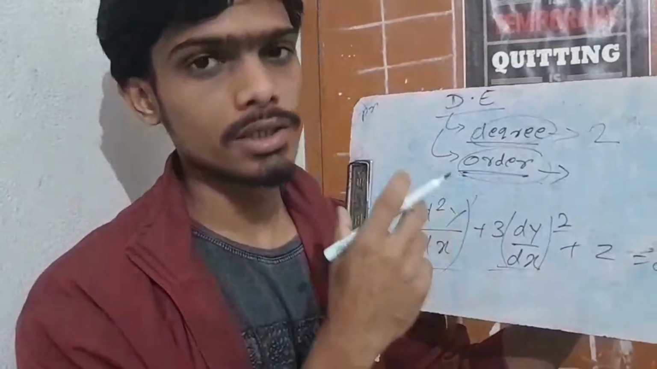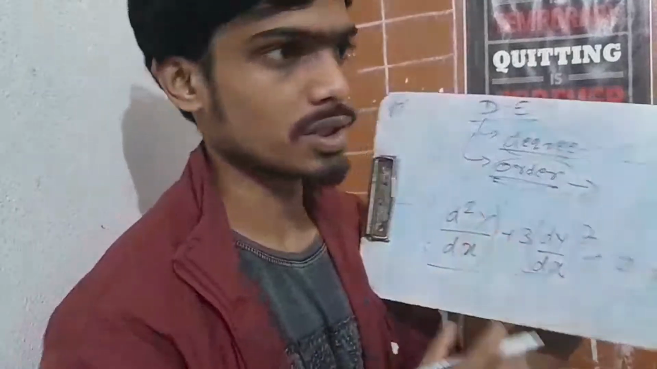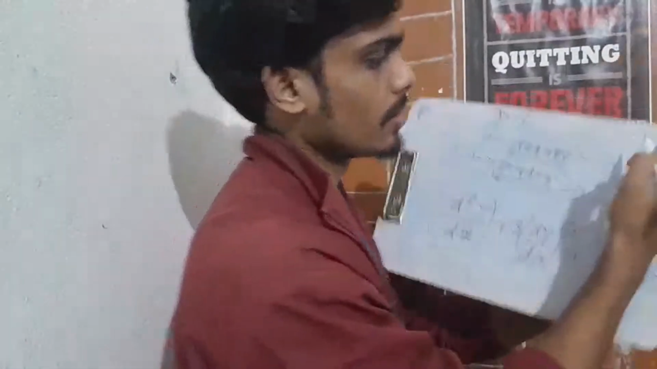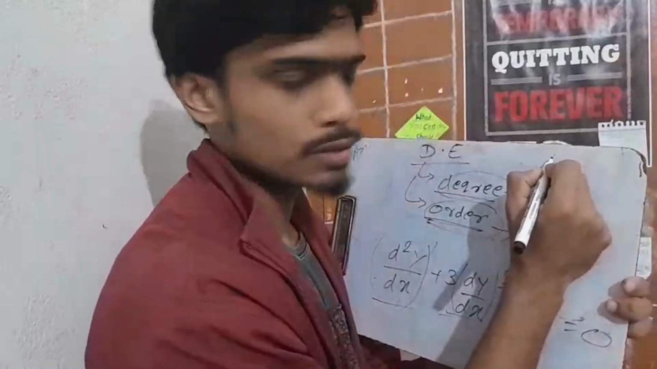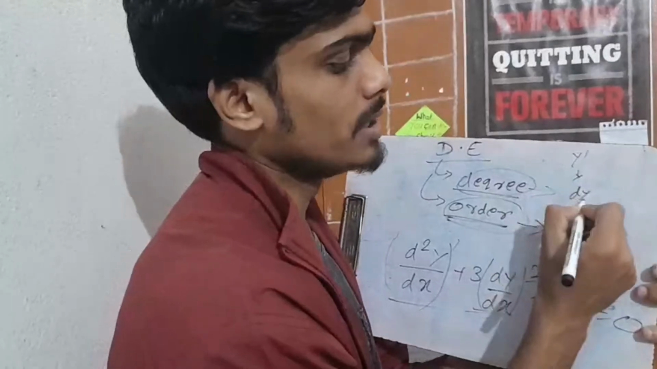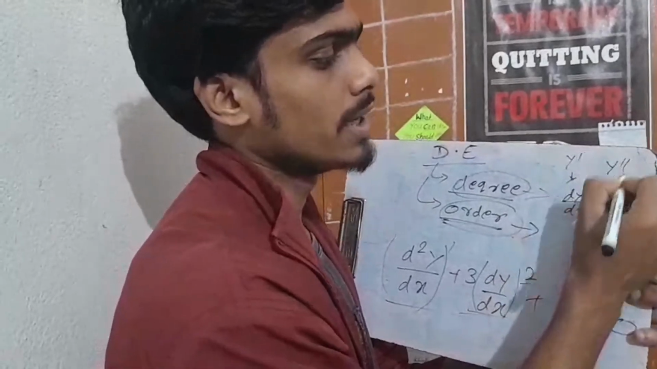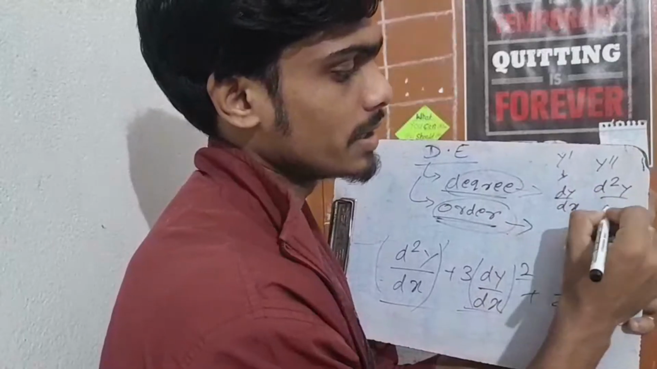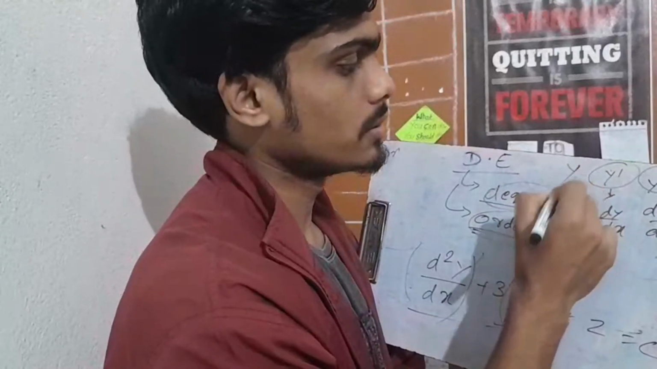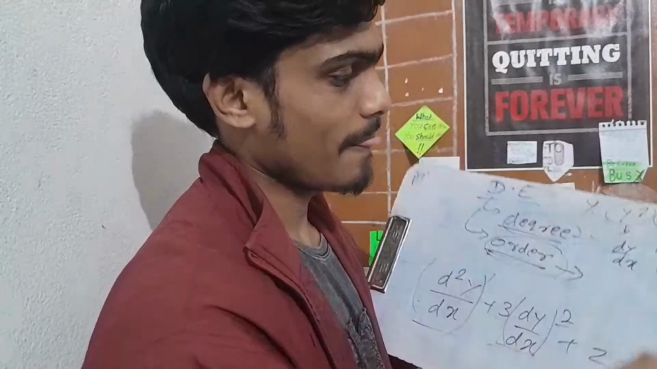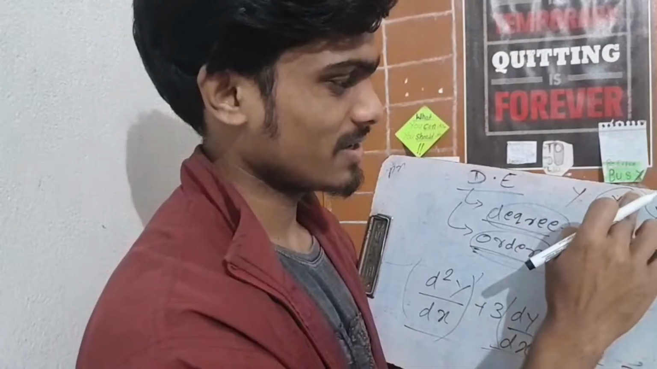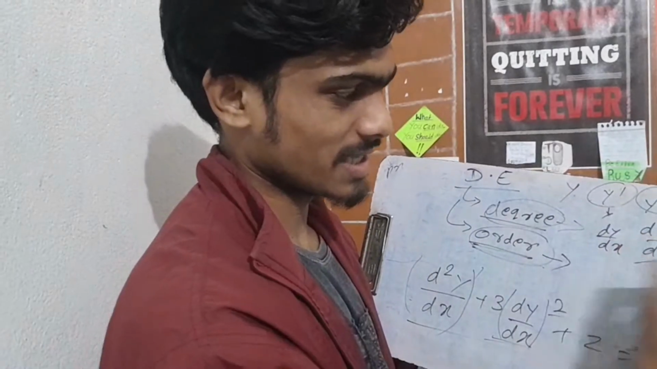So which one is the highest form of derivative in this expression? Derivatives are of several types. Like we also call it y dash. Y dash means dy by dx. Y double dash means d2y by dx2. This is the first order, and this is the second order.